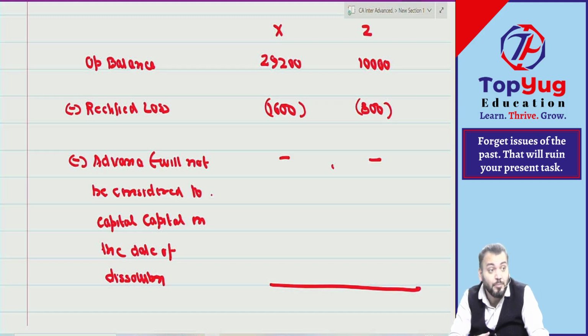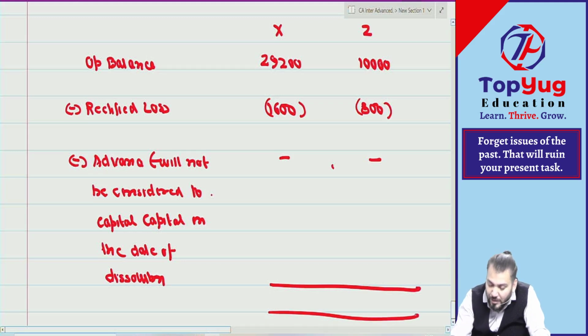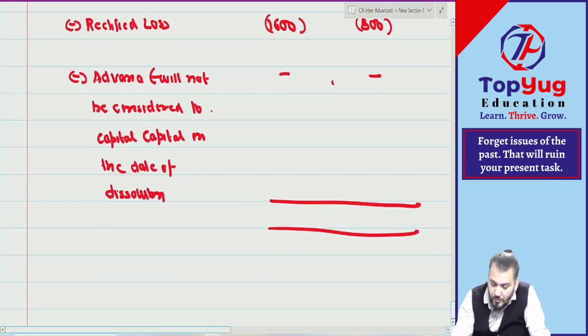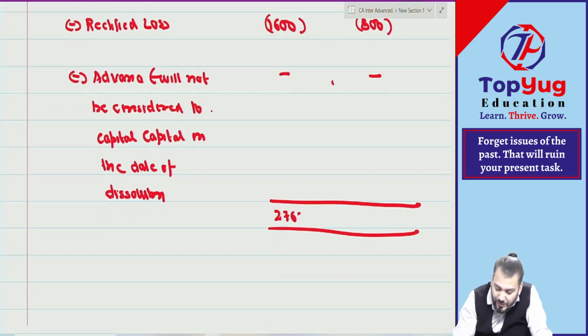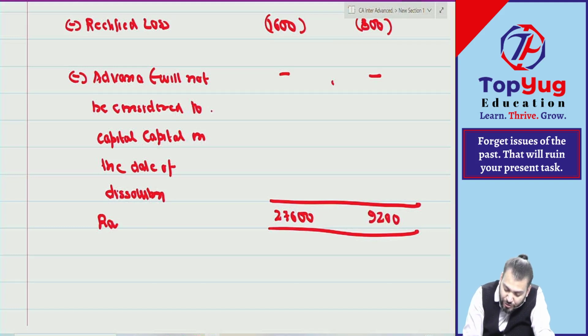Drawing is a part of capital. Drawing is given, minus drawing. If interest on capital is given, yes. If salary is given, yes. If interest on loan is given, yes, because those are adjusted in the capital account. Are you getting what I am saying? Correct. So this becomes the capital ratio: how much? 27,600 and so this becomes the ratio.